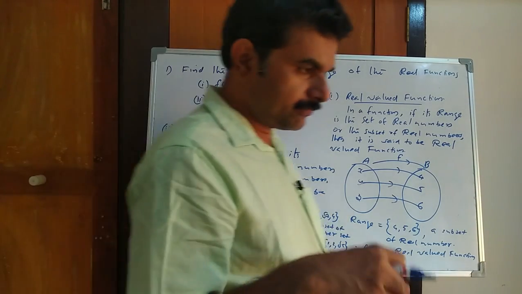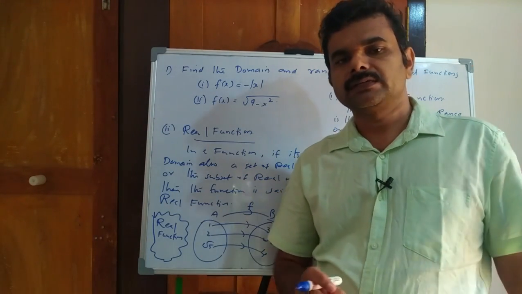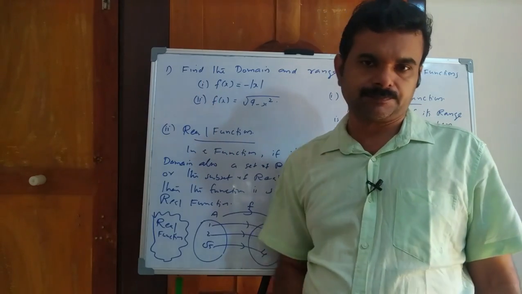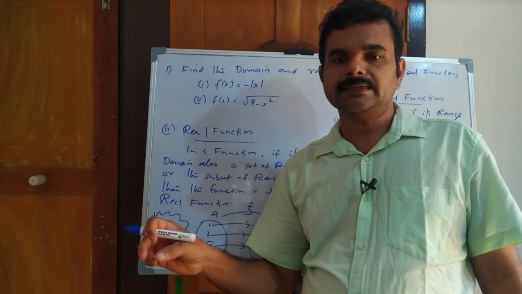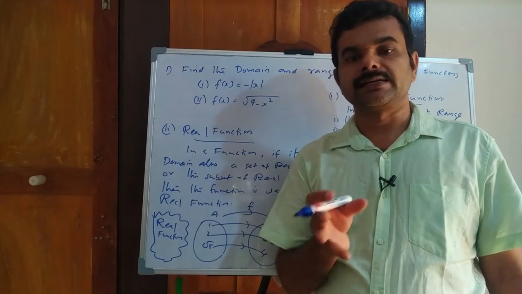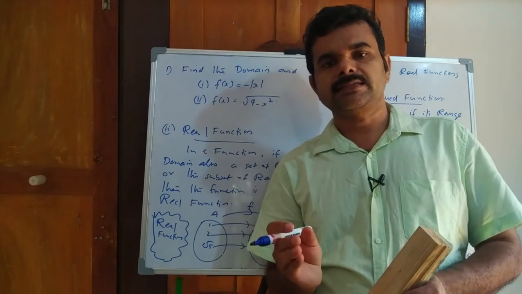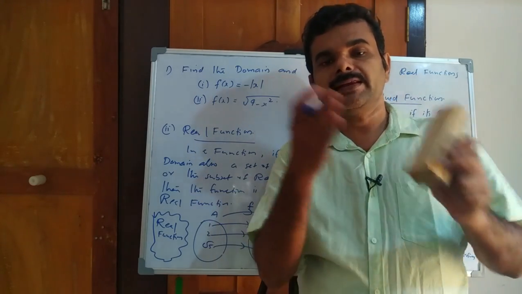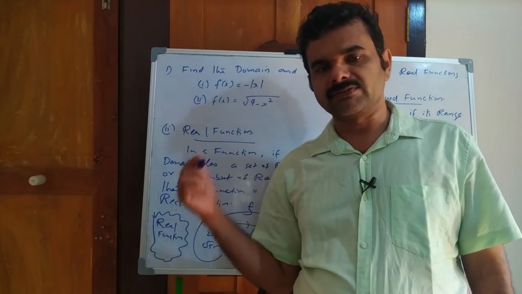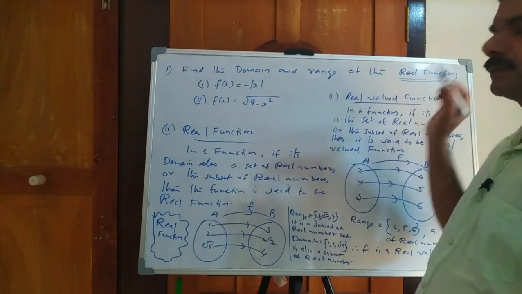So the only difference between a real function and a real valued function is that a real valued function focuses only on the range. If the range is either a set of real numbers or a subset of real numbers, then it is called a real valued function. But for a real function, both domain and range must be sets of real numbers or subsets of real numbers. So that term is used here, real function.